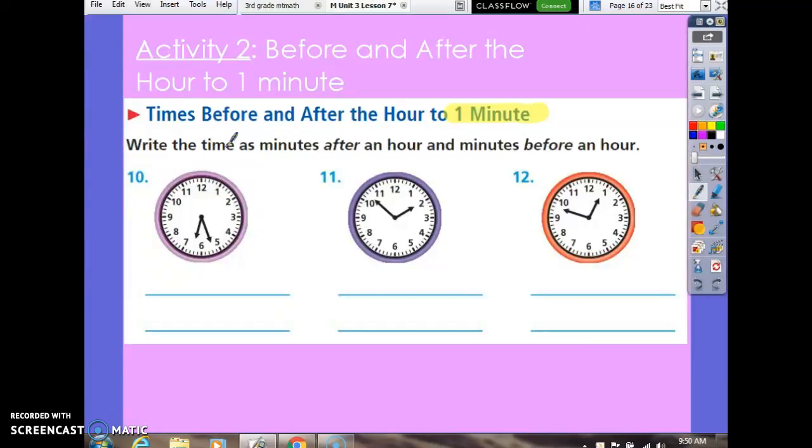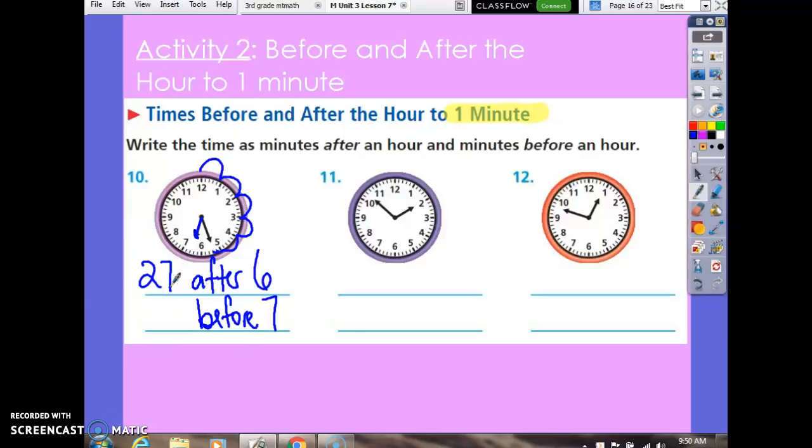Okay? So again, we have after and before. So how many minutes after, what time is it? Well, it's 6 o'clock, right? That's my hour hand. So it's after the 6, it's not at the 7. So it's something after 6, which means it's something before 7. Now, how many minutes after 6 is it? Well, 5, 10, 15, 20, 25, 26, 27. So it's 27 minutes after 6.